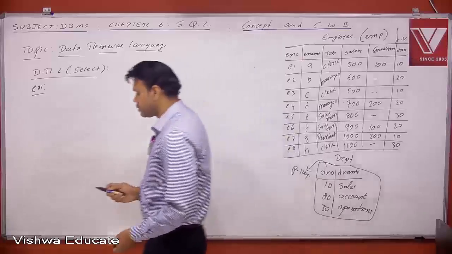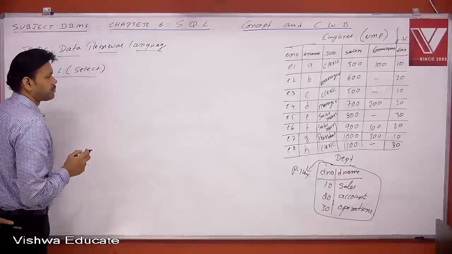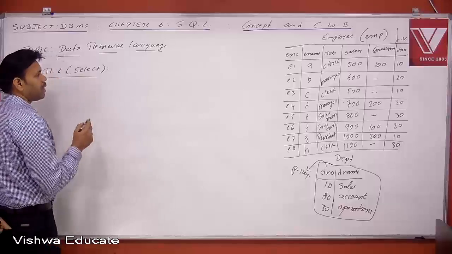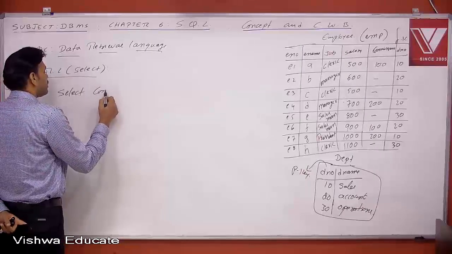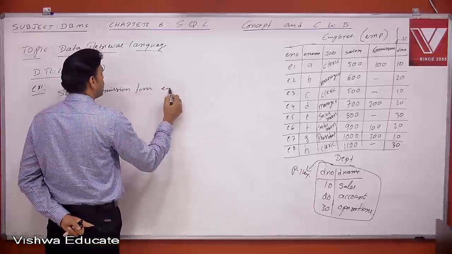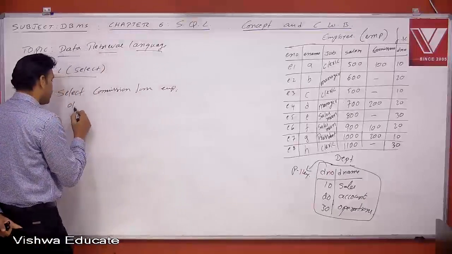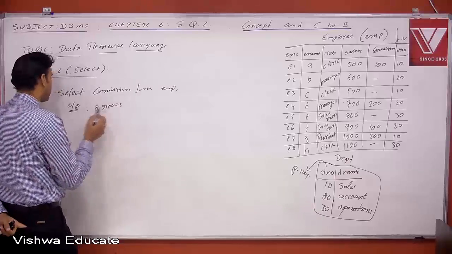See friends, now let us implement other clauses. I say select commission from EMP table. So the output is all 8 rows we are going to get.